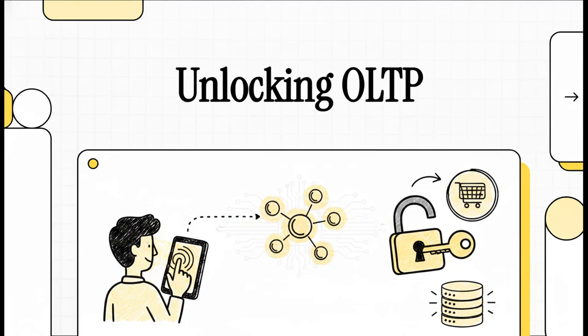Welcome to This Explainer. Today we're going to unpack one of the most absolutely vital yet entirely invisible technologies running our modern world. We are unlocking OLTP, which stands for Online Transaction Processing. Look, if you've interacted with the digital world today, you've used it. And right now we're going to see exactly how the whole shebang works.